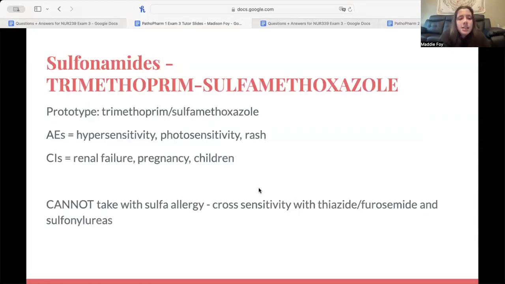Then you have your sulfonamides. Your prototype is trimethoprim sulfamethoxazole. Sorry, it's a mouthful. This one also has an adverse effect of hypersensitivities and then photosensitivity and rash. So that's an issue with your skin responding to light. Contraindications are renal failure, pregnancy, and in children. And this one is a different allergy. You cannot take a sulfonamide if you have a sulfur allergy. And because of that, there is a cross sensitivity with thiazide and furosemide and sulfonylureas, which is a diabetic medication that you'll learn later. So yes, sulfur allergies, you can't be prescribed a sulfonamide.